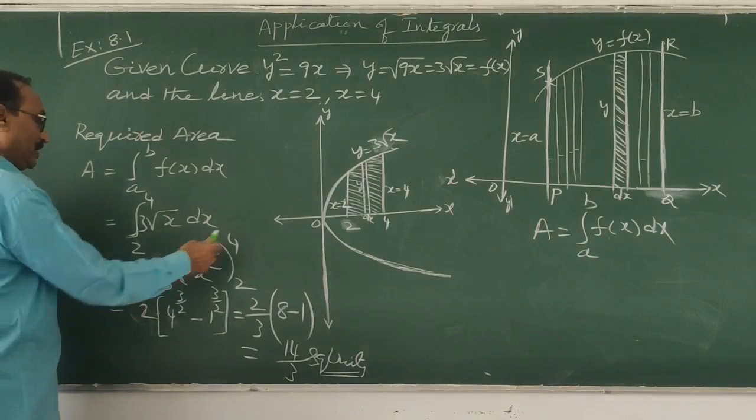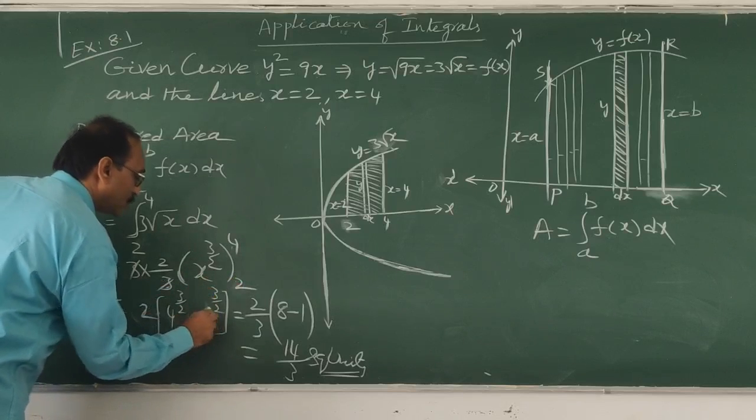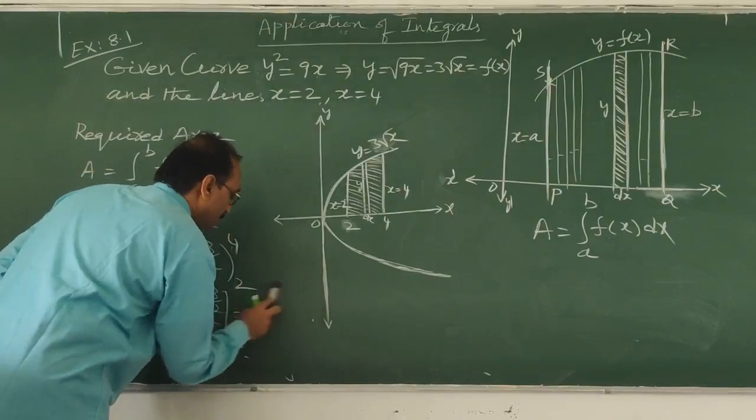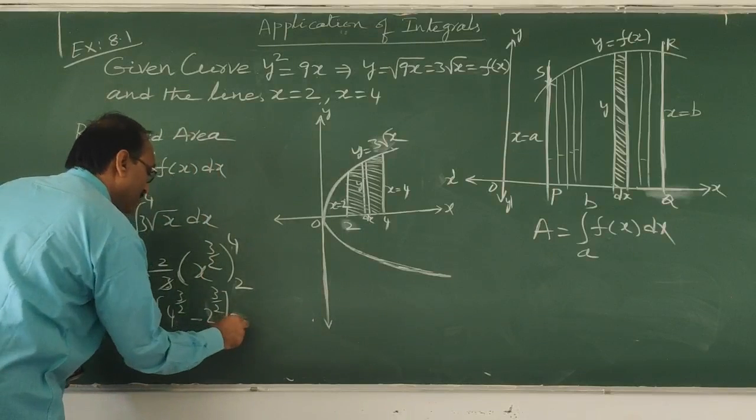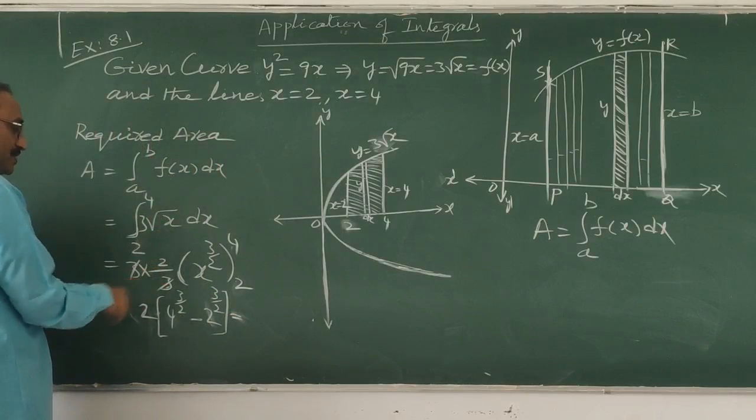2 into upper limit minus lower limit. This time the lower limit is not 1. 2 to the power of 3 by 2. Now the simplification here will change. Let us see. So now in the simplification, 2 has come here. Here 2 by 3 means 2 by 3.